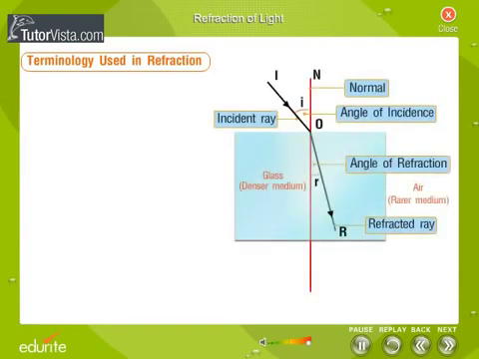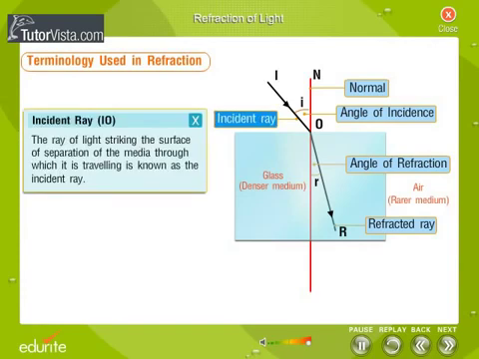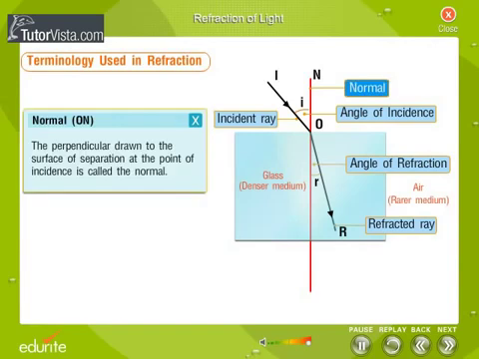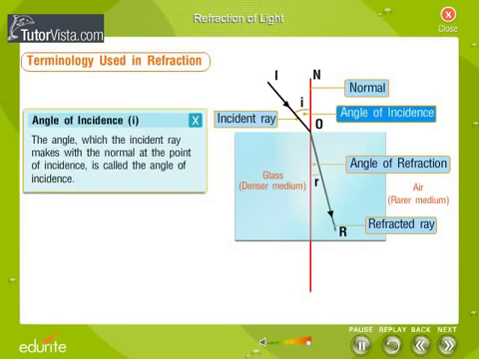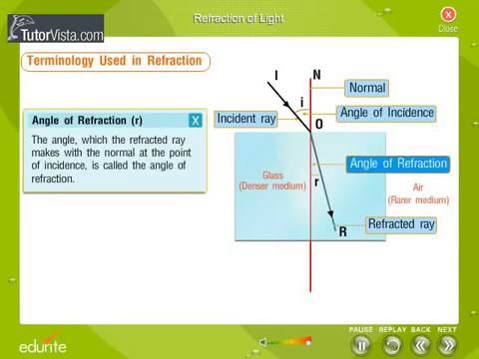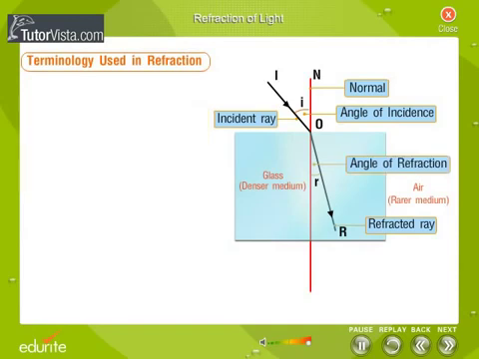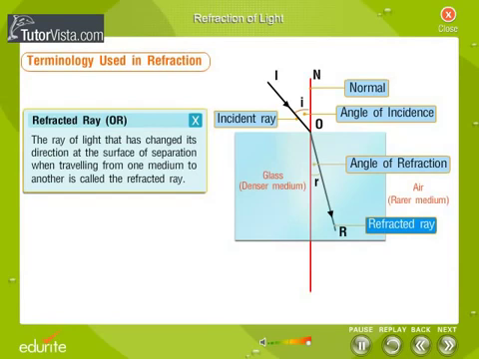For definitions, click on the labels. The ray of light striking the surface of separation of the media through which it is traveling is known as the incident ray. The perpendicular drawn to the surface of separation at the point of incidence is the normal. The angle of incidence is the angle which the incident ray makes with the normal at the point of incidence. The angle of refraction is the angle which the refracted ray makes with the normal. The refracted ray is the ray of light that has changed its direction at the surface of separation.